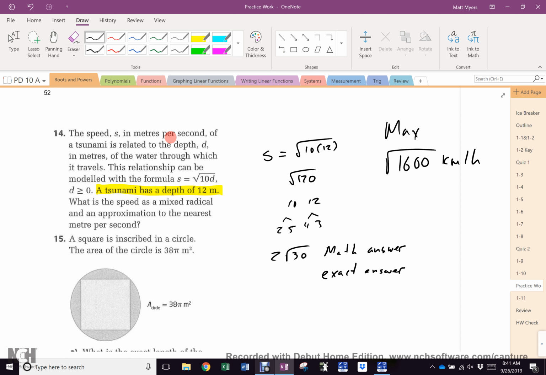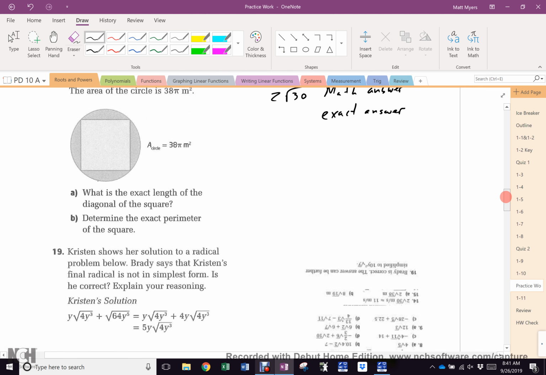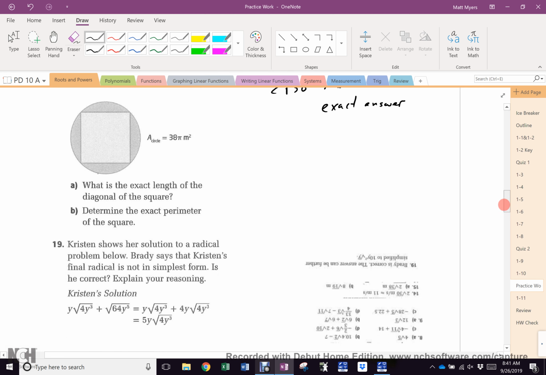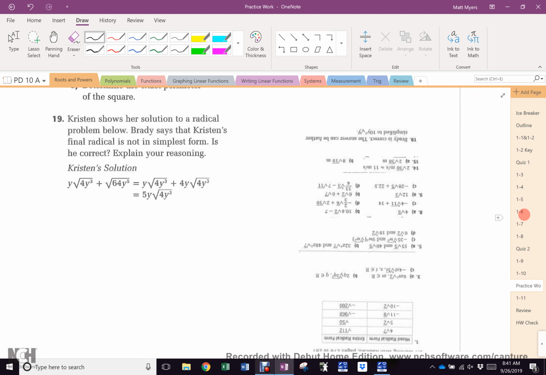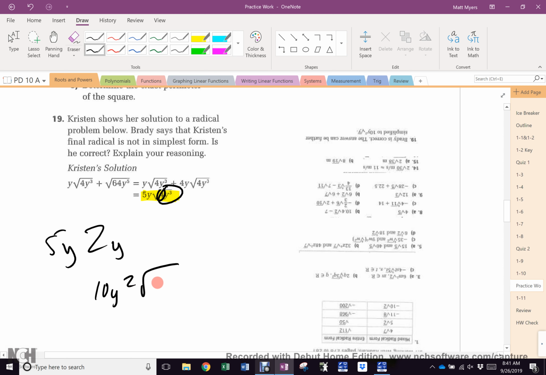All right, 15. Do I have to do 15? Good. Do I have to do 19? Okay, who's right? Brady says that our friend Kristen is not done. Is Kristen done? No, of course not, because that's the square root. Is there a square root of 4? What is it? 2. Is there a square root that can come out of y cubed? Of course there is. What is it? Y. What was already out there? So what's the answer? Root what? Root y.